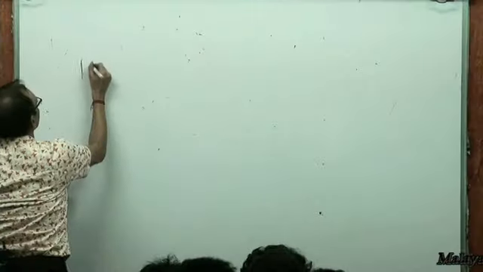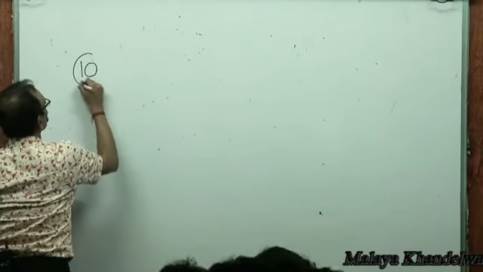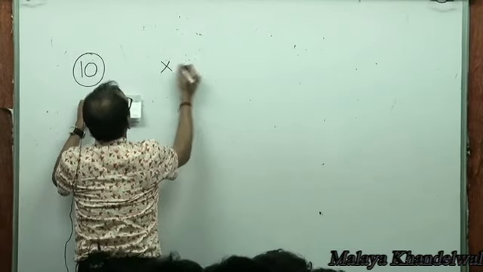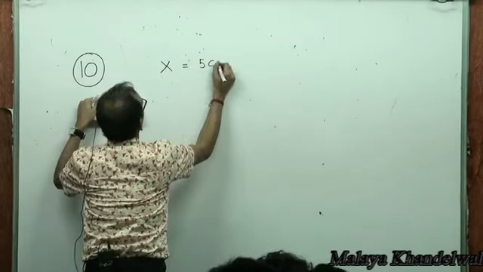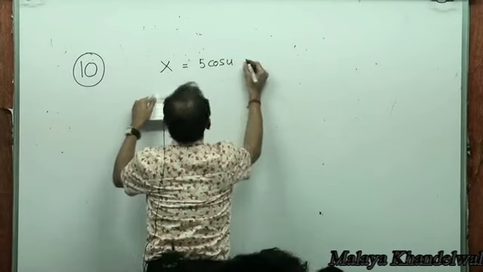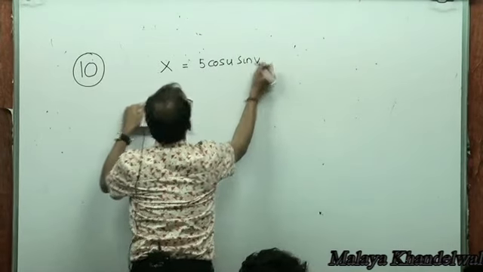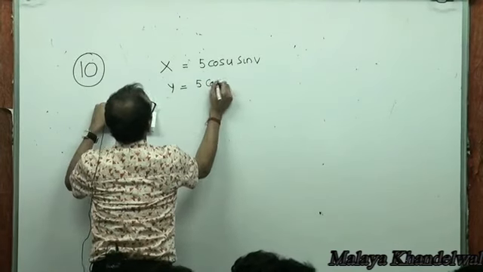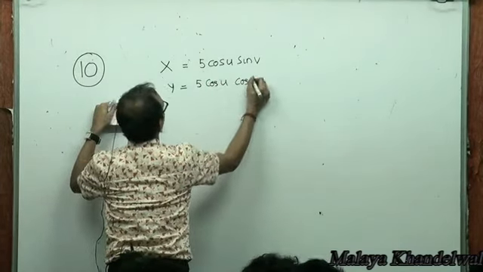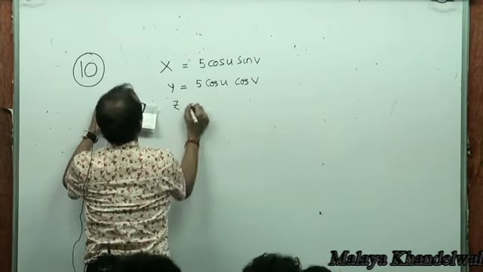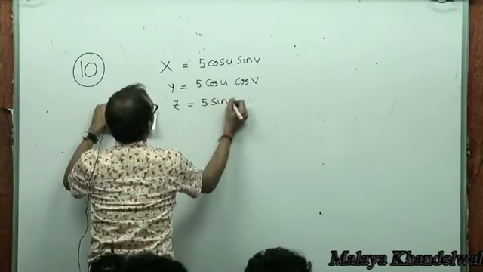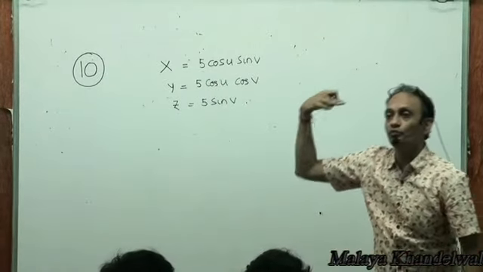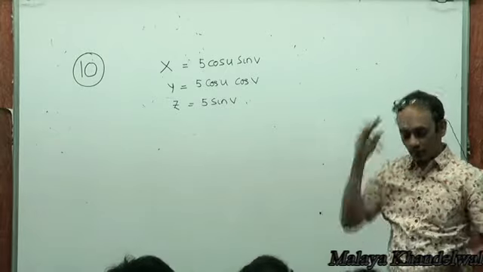Number 10. There is a locus described by x, y, z. X is 5 cos u sin v. Y is 5 cos u cos v. And z is 5 sin u. U and v are parameters. If u and v are parameters, x, y, z would be a moving point.